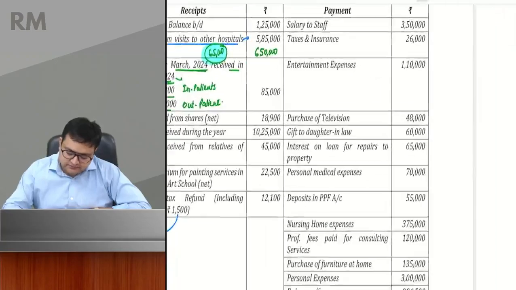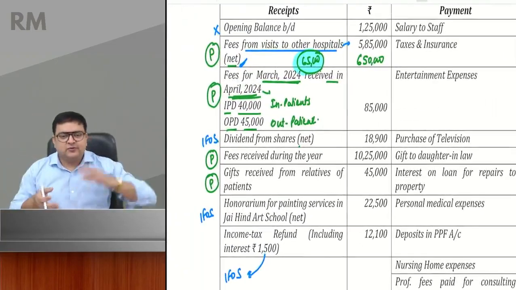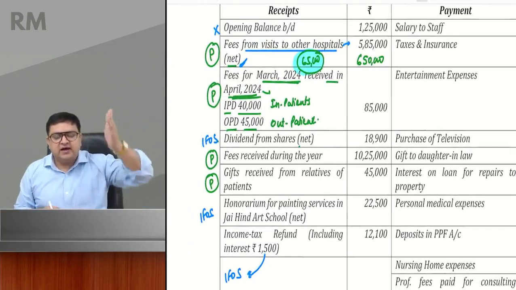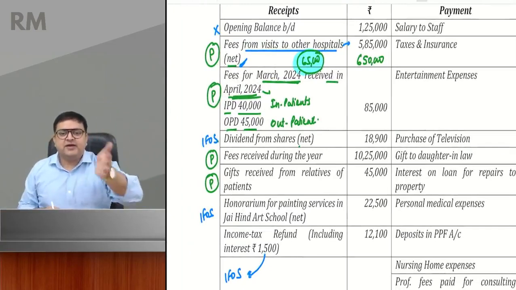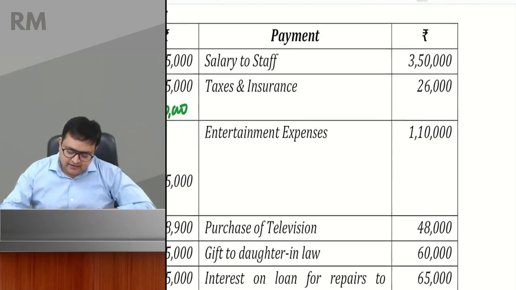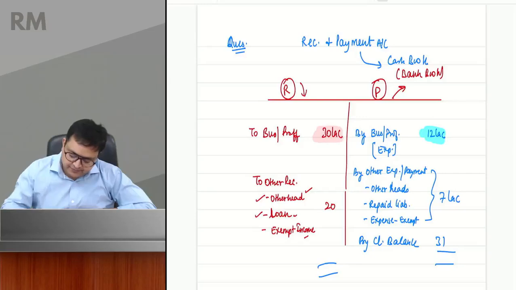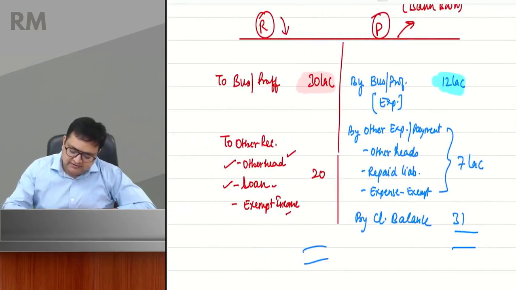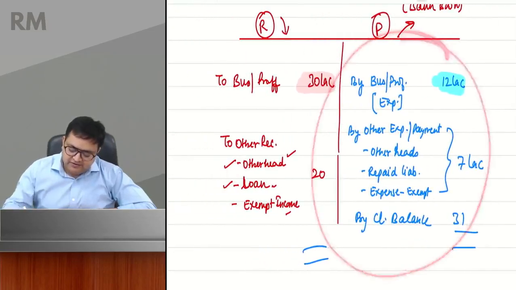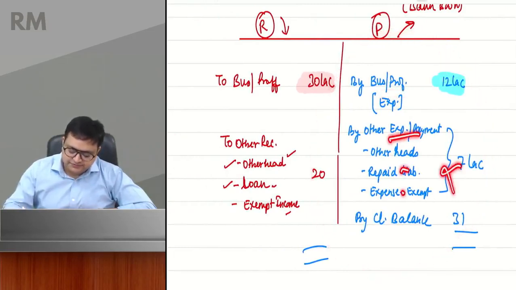Okay. Now we have looked at our receipt side. So we are identifying our business receipts. The same way, I will identify my business payments. Guys, salary to staff, what do you think? Is it a PGBP expense or not? Remember this thing which I have told you. If it's a PGBP expense, then yes. If it is another expense, then no.